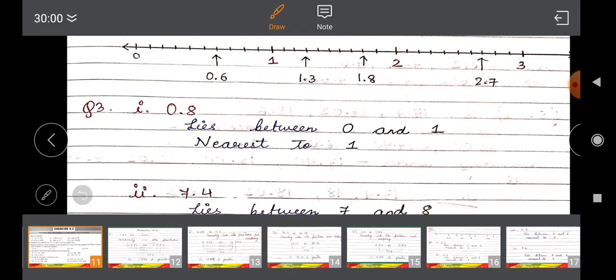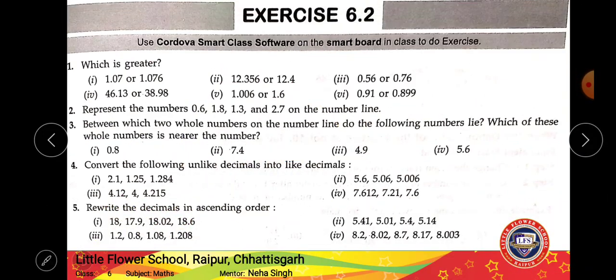Now moving on to the third question. See here, between which two whole numbers on the number line do the following numbers lie? Which of these whole numbers are nearer to the number, right? Now between which two will it lie? 0.8 will lie between 0 and 1, obviously, right?